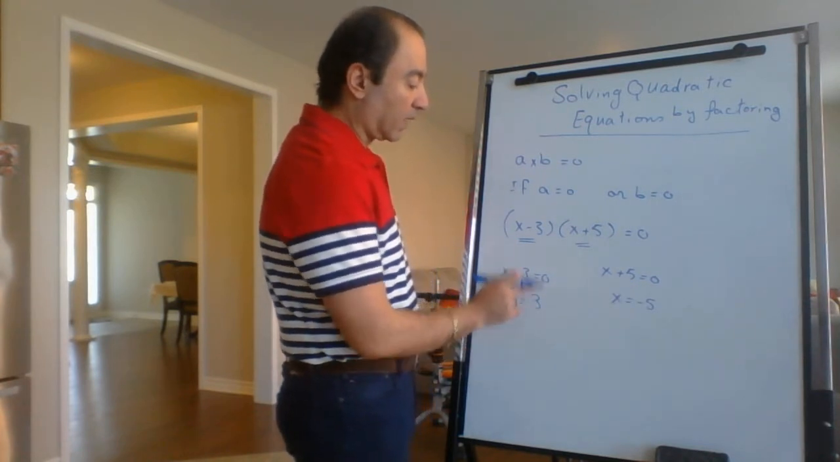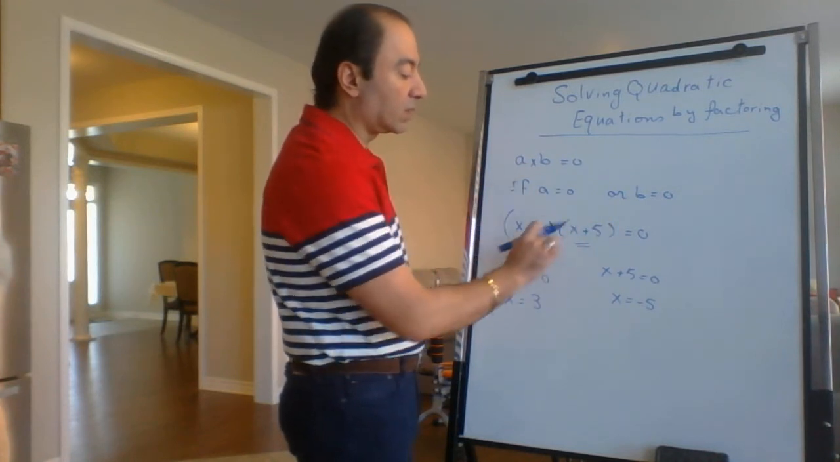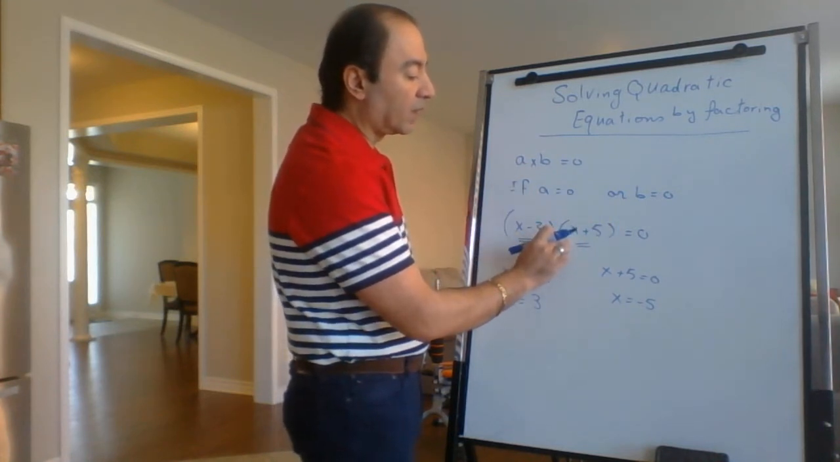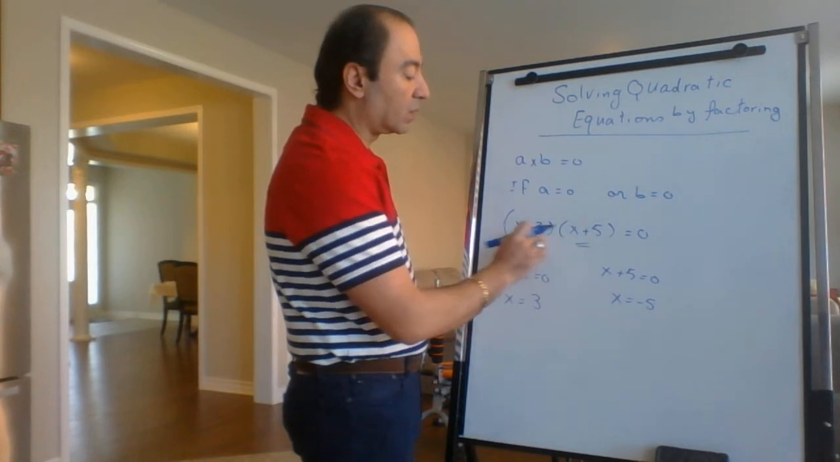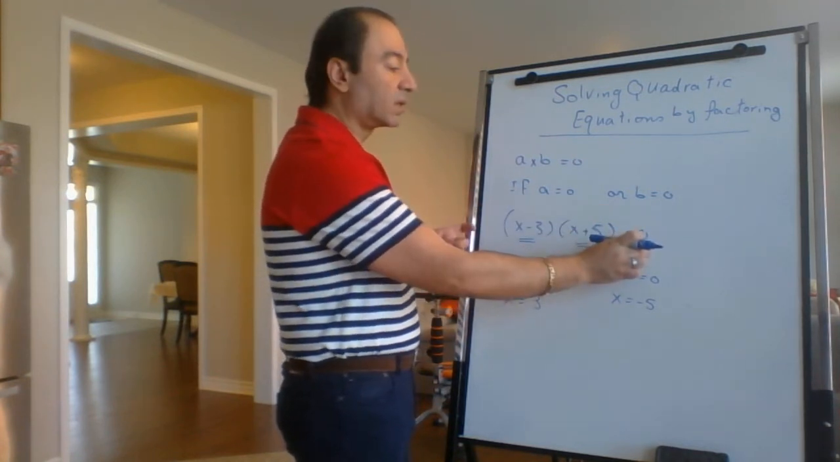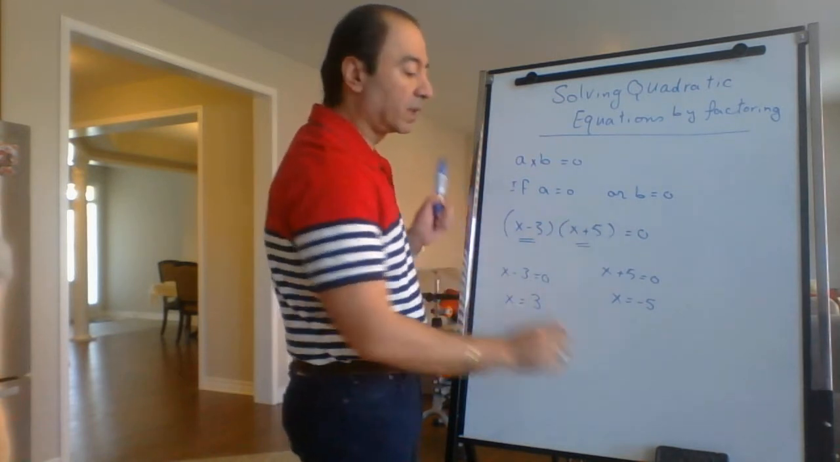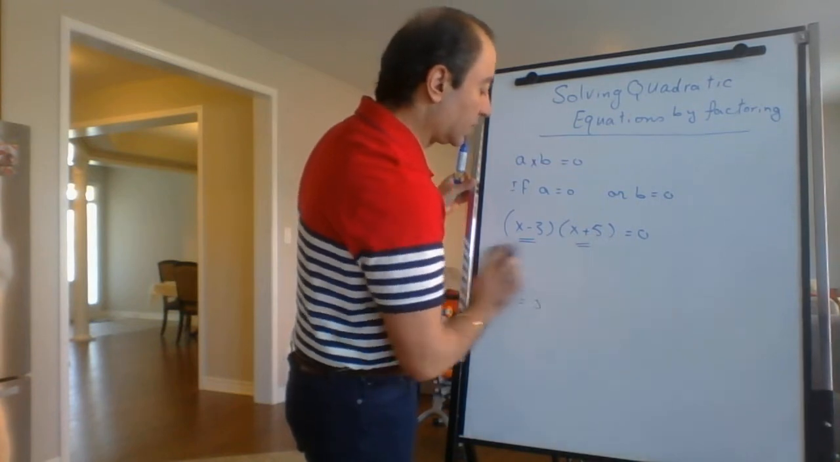So if I put 3 here, 3 minus 3 will be 0, and 0 times anything is 0. And if I put negative 5 here, negative 5 plus 5 is 0, times anything is 0. So when I have 2 things multiplied and the result is 0, I need to see what makes each term equal 0, right? This is the first thing I wanted you to know.